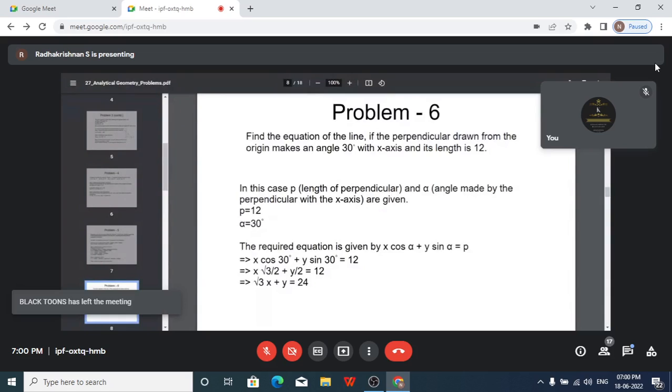Yeah, so P equal to 12 and alpha equal to 30 degrees. The required equation is given by x cos alpha plus y sin alpha equal to P. Right? So x cos 30 plus y sin 30 equal to 12. Simplify it, root 3x plus y equal to 24. Is that what you got, Samita? Yes, sir. Root 3x plus y equal to 24.